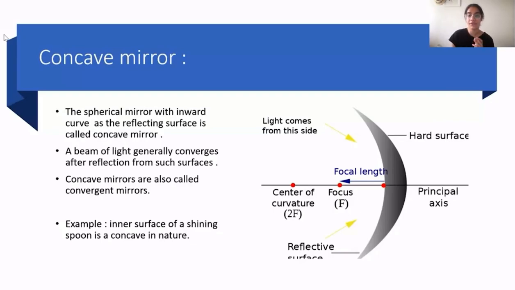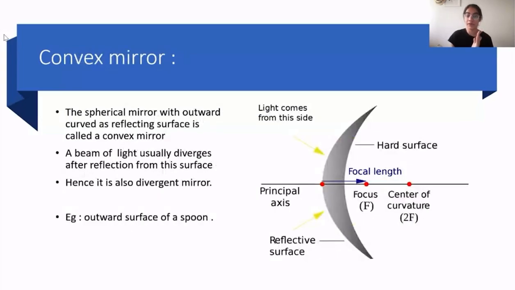Right now, we have to see that the spherical mirror with the inward curved surface as the reflecting surface is the concave mirror. Beams of light which are incident on this reflecting surface converge after reflection and appear to meet at a point. Hence, concave mirrors are also termed as convergent mirrors. And the example is the inward surface of a shining spoon.